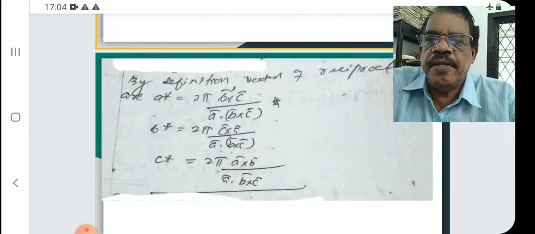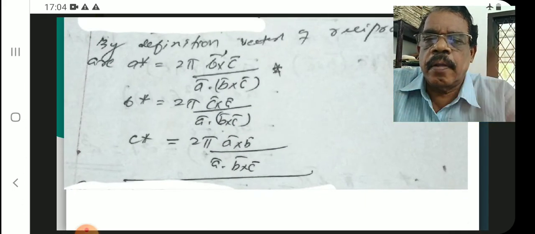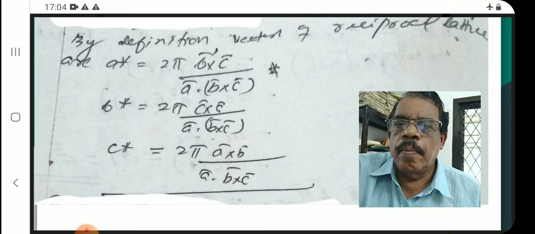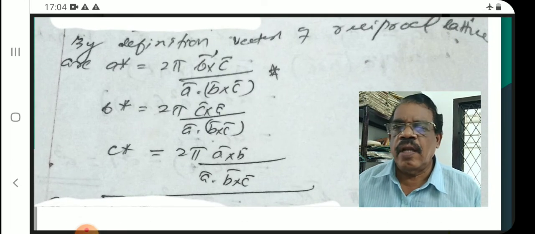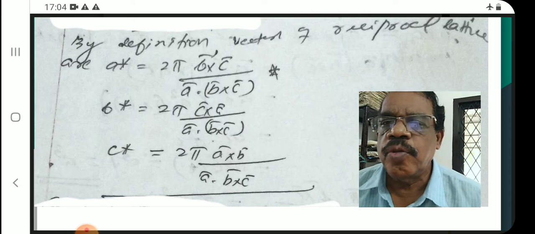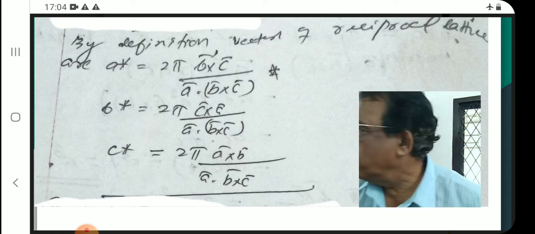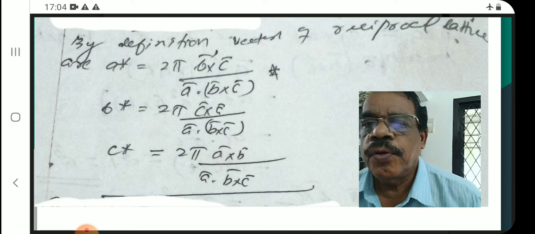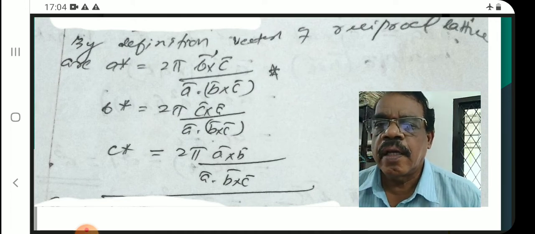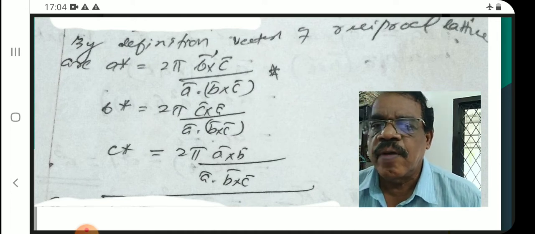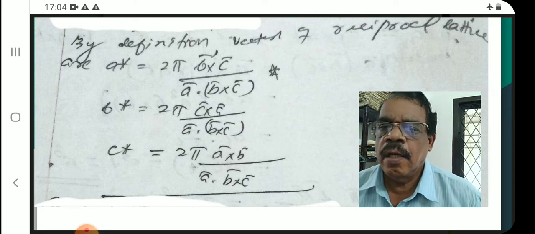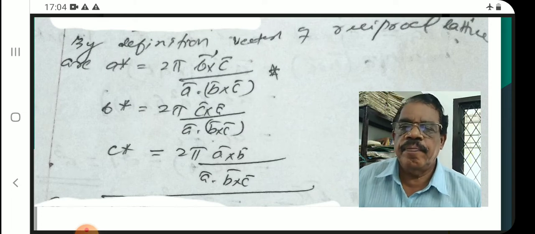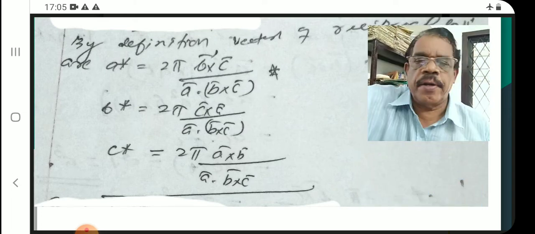By definition, the vectors of the reciprocal lattice are a star is 2 pi into b cross c by a dot b cross c. We repeat the formula we wrote earlier. b star we have written, and c star is also written there in the cyclic order.